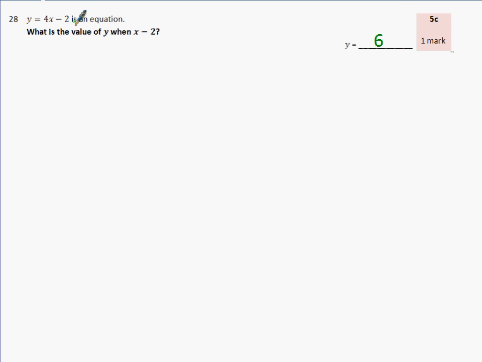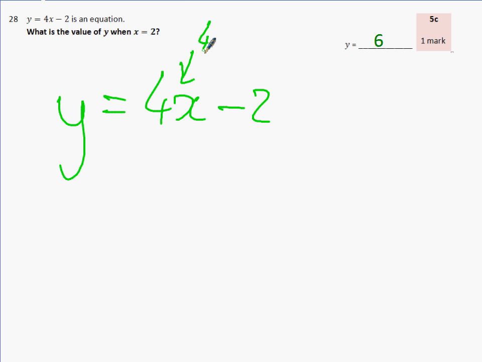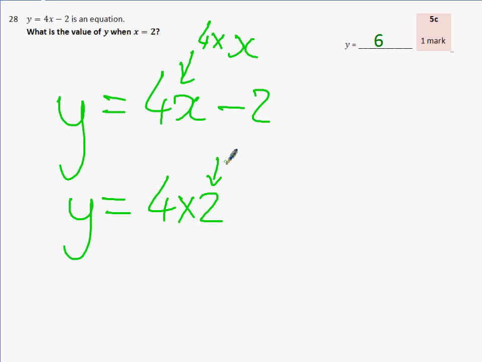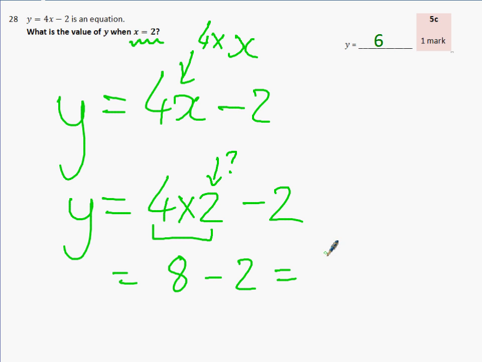Y equals 4x minus 2 is an equation. Yes, it is. Not denying that. What is the value of y when x equals 2? Y equals 4x minus 2. This stands for 4 times x. So y equals 4 times 2. Where does this 2 come from? It comes from here in the question. Take away 2. So 4 times 2 is 8, and then take away 2 gives you 6. Y equals 6.